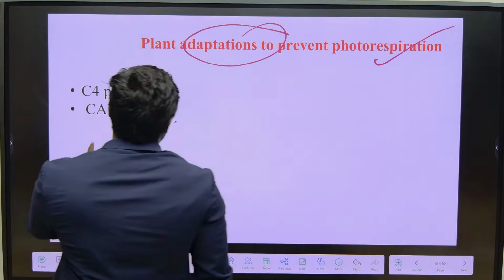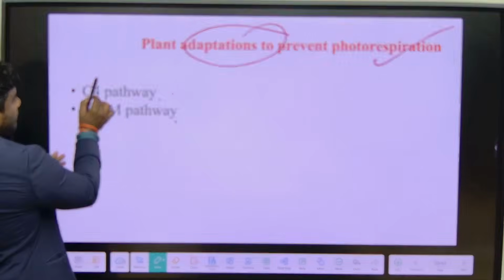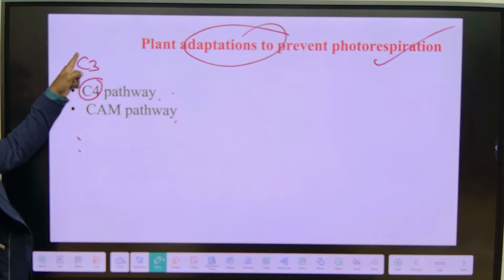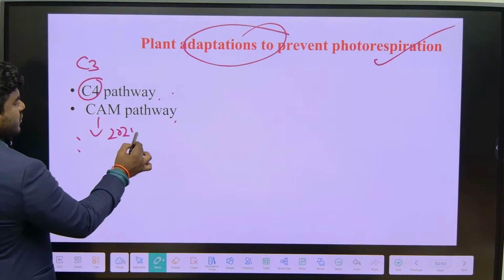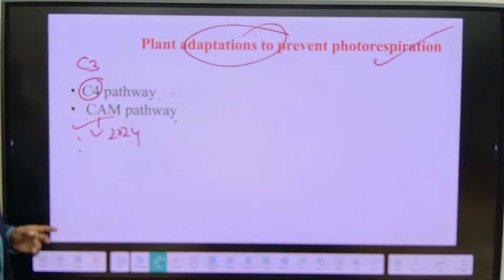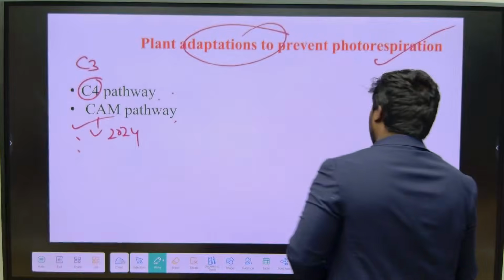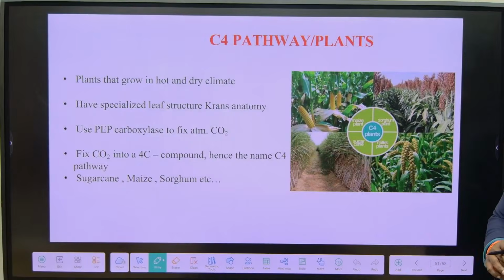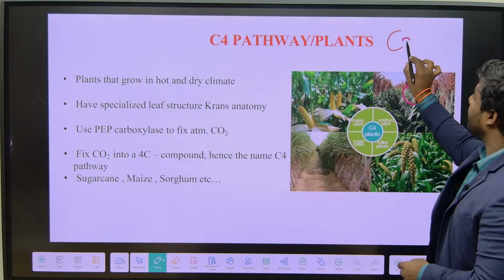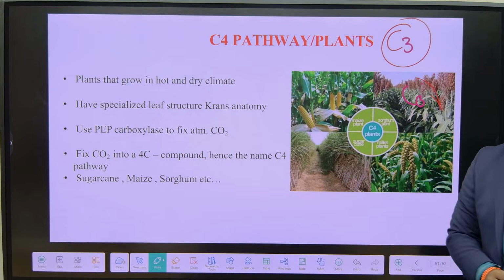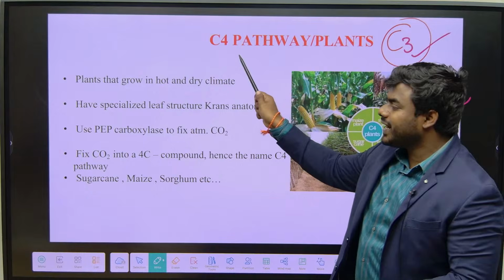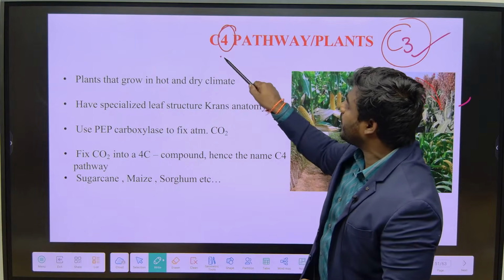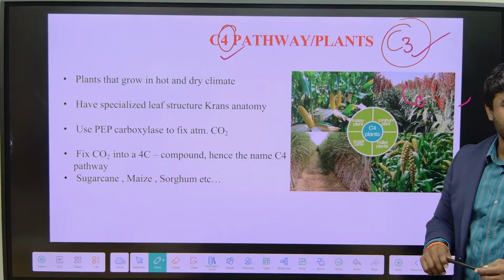Now, the most important pathways from the exam point of view are C3 and C4. 90% they'll combine or compare and raise the questions. Even in the 2024 papers, a question was specifically asked from the CAM pathway. Now, look into this. We called it the C3 pathway because the stable or intermediate product produced is 3 carbon. We are calling it a C4 pathway because the stable or intermediate product is a 4 carbon containing compound.